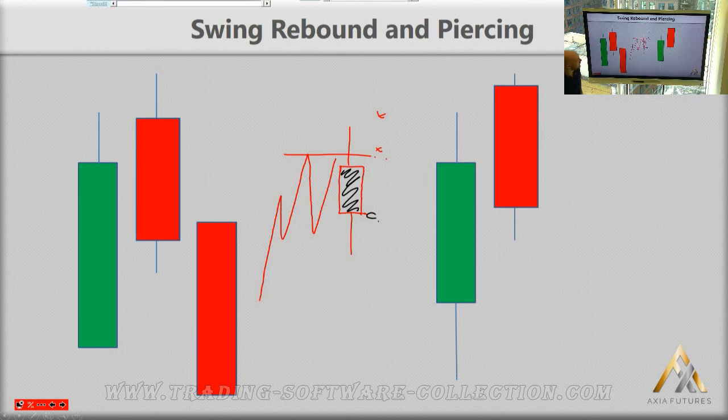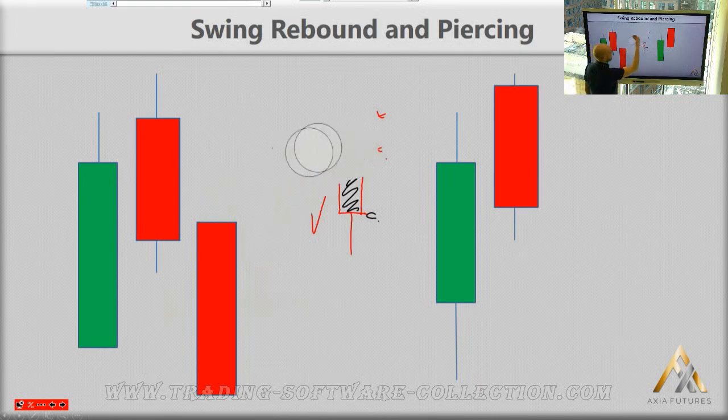And it doesn't work. In terms of targets on these, you should be looking for the most recent swing. If that was the situation, most recent swing, that's where you'd be looking for, hence the name of the trade, swing rebound. So that's what you're really aiming for on a trade like this.